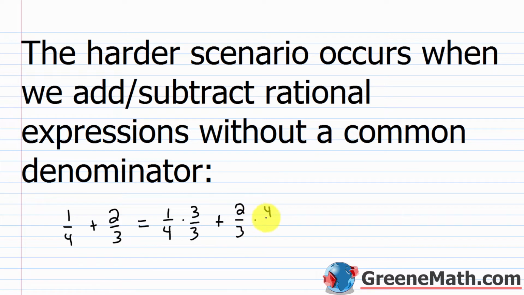I'm going to multiply this by 4 over 4. Again, just a complicated form of 1. So 1 times 3 is 3 over 4 times 3 is 12. Then plus 2 times 4 is 8 over 3 times 4 is 12. Then we have a common denominator. So we just put the common denominator there. We add the numerators. 3 plus 8 is 11. So I get 11/12 there.